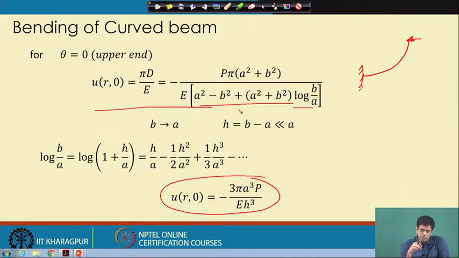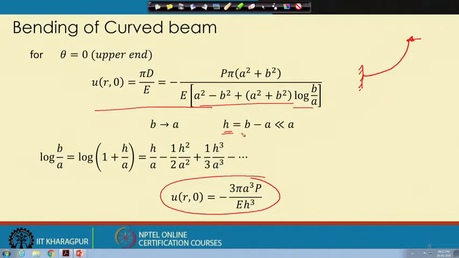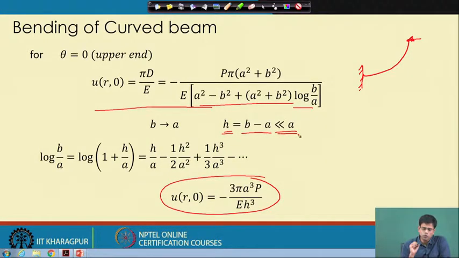Now if b tends to a for this solution, that b tends to a means that the thickness of the beam becomes small. So that thickness b minus a is very small compared to a. Then we can write log b by a as log of 1 plus h by a.